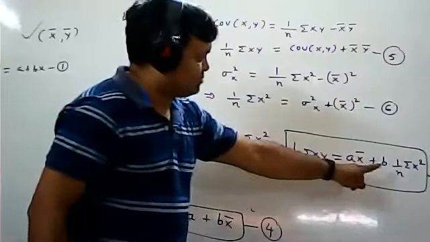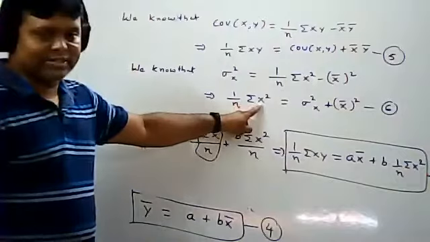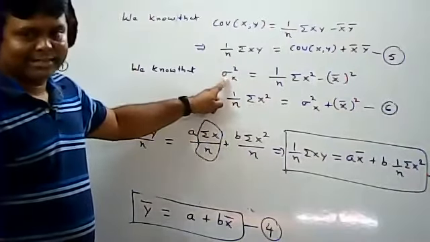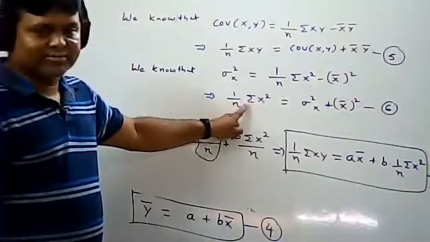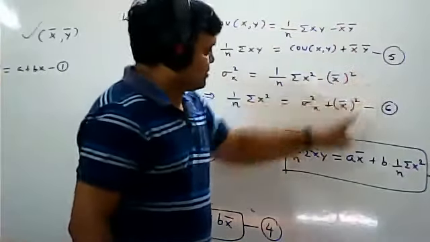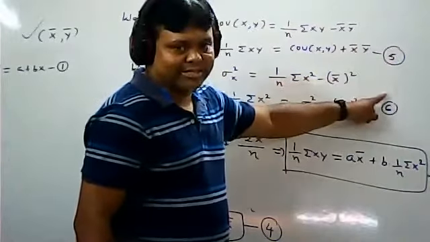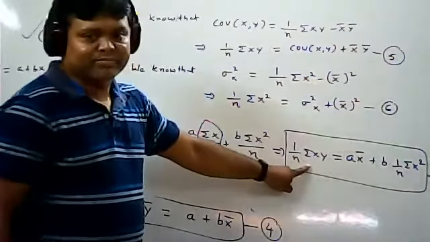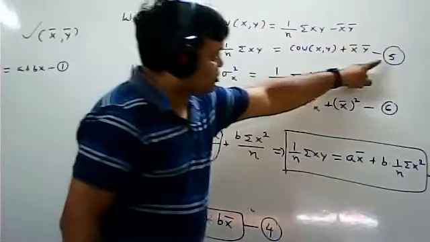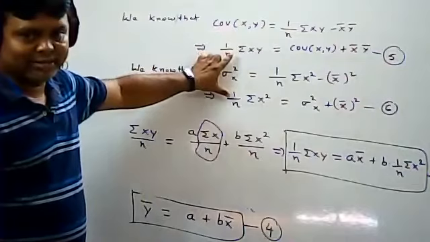Now see here, this is a x bar. This is 1 by n summation x squared. So I know 1 by n summation x squared, that is the reason I have used the formula sigma square x, to find out this value. So now I will substitute equations 5 and 6 in equation number 7. That is the reason I have calculated these values.